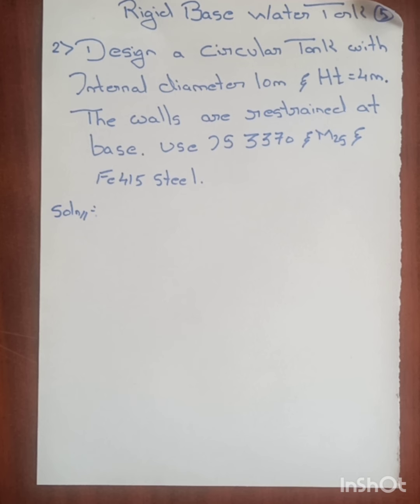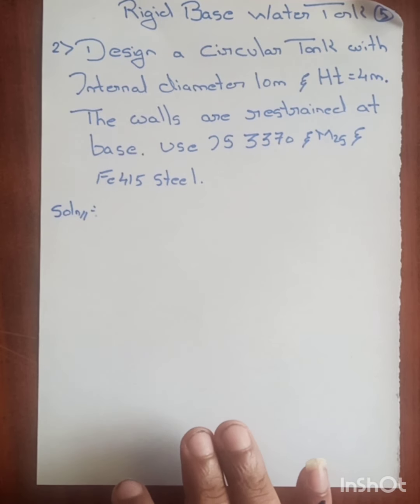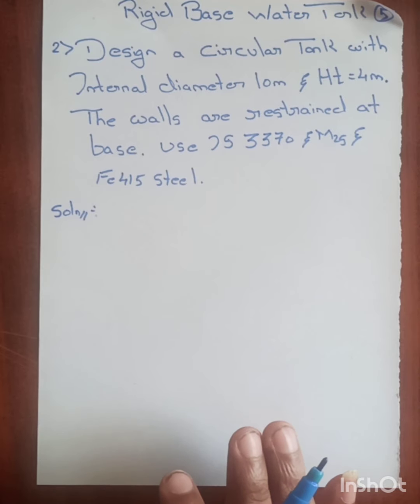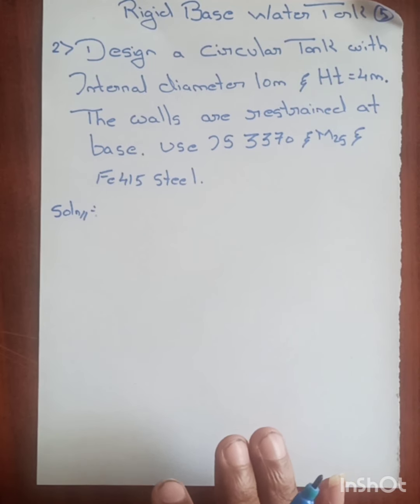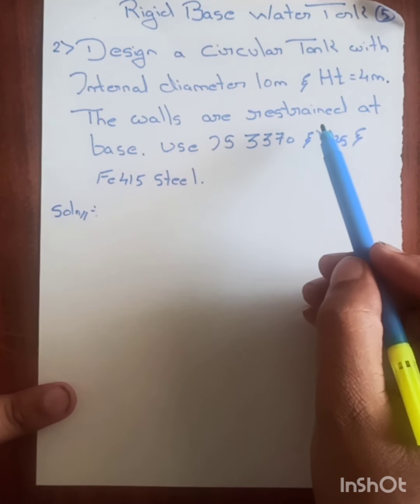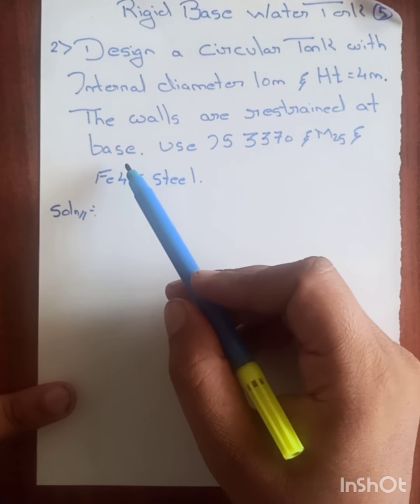Now let us design a rigid base circular water tank. The second problem on design of water tanks. The problem statement I have written. You need to design a circular tank with internal diameter 10 meters and height 4 meter. The walls are restrained at the base.